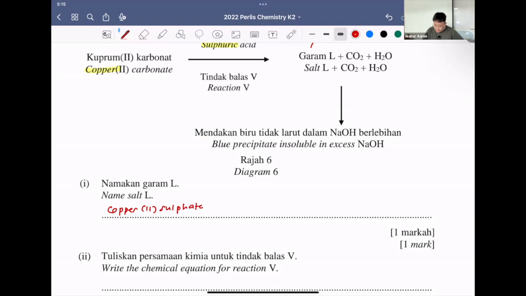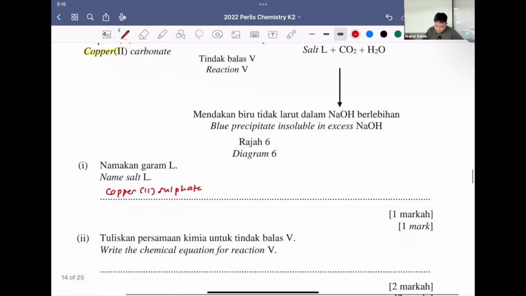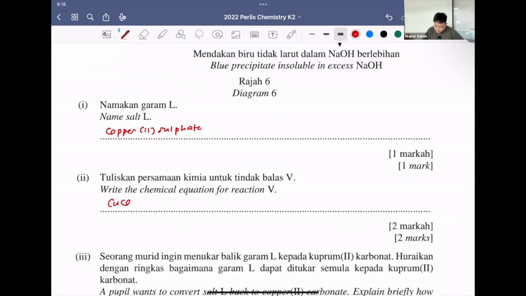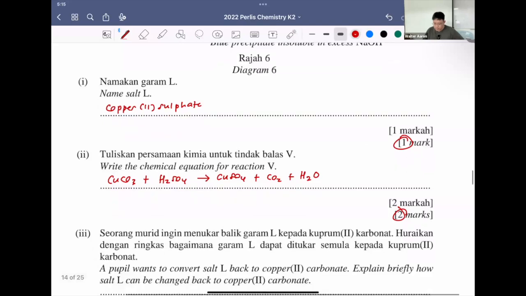Okay, and then I asked you to write a chemical equation. I think that's pretty simple as well. So right here, CuCO3 plus H2SO4. You'll be able to get CuSO4 plus CO2 plus H2O, right? So you must be able to write all of the correct formulas and then balance the chemical equation, then you'll be able to get 2 marks. It's pretty simple. Okay, let's move on to the next one.